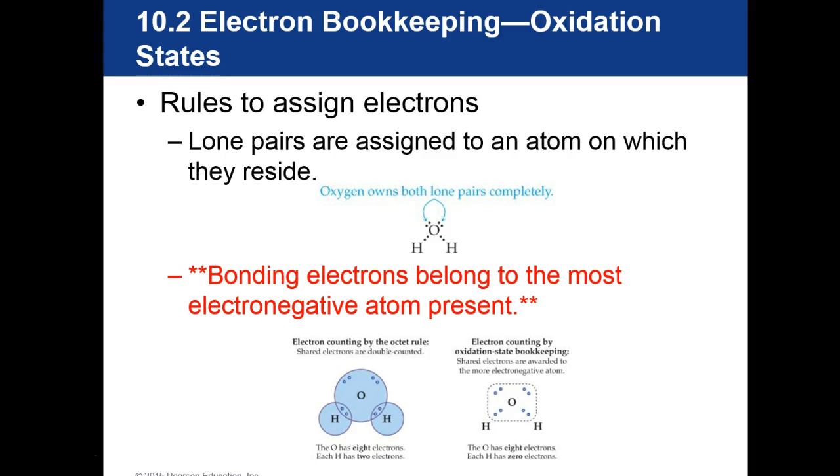So here are the rules. Lone pairs are assigned to the atom on which they reside. You can see oxygen owns both pairs completely up here. The bonding electrons belong to the most electronegative atom present. So for electron counting by the octet rule, meaning there should be 8, you can see that the oxygen has the 8 electrons here, and each hydrogen has the 2 electrons. When we look at electron counting by oxidation state bookkeeping, shared electrons are awarded to the more electronegative atom. The oxygen has 8 and each hydrogen has 0, since oxygen is the more electronegative.